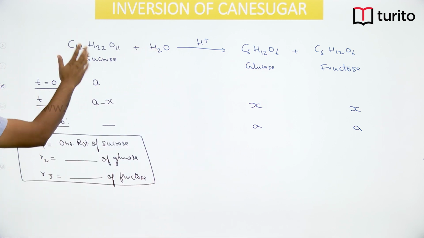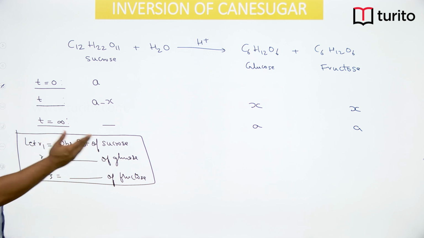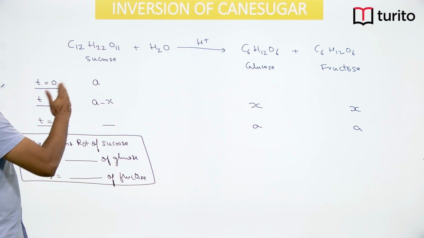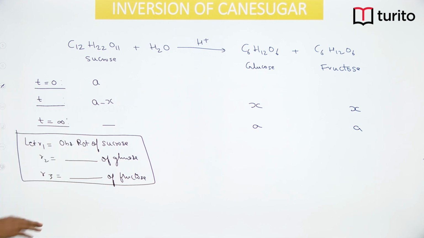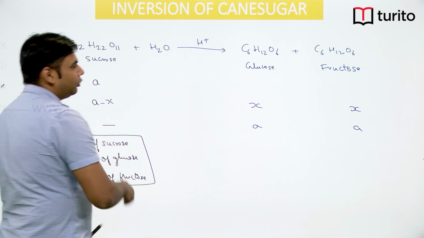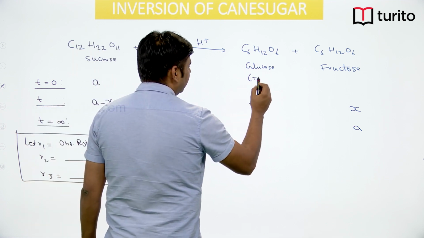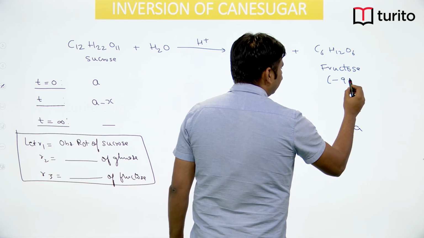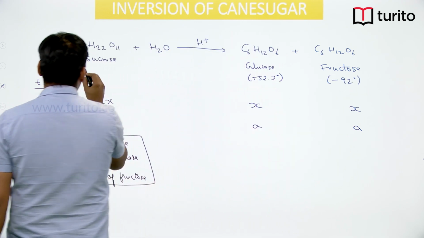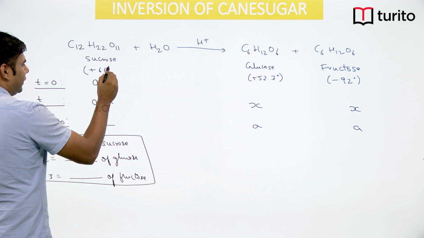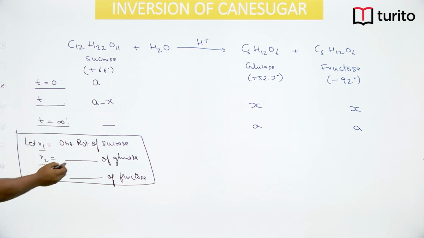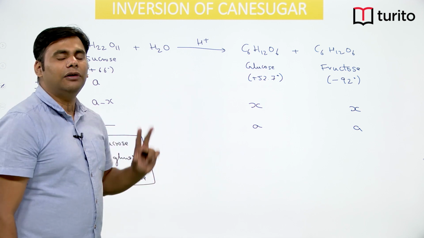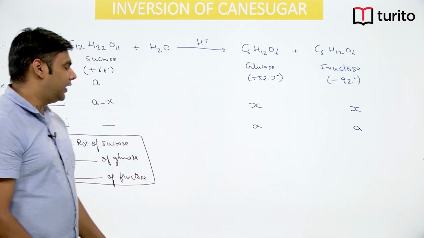So at time t is equal to 0, only sucrose is present. Sucrose basically rotates the light in the clockwise direction, so its optical rotation is plus 66. When it hydrolyzes, glucose has a rotation of plus 52.7 degree, fructose has minus 92 degree, and sucrose we know is 66 degree. So R1 is 66, R2 is 52.7, R3 is minus 92.7. That data will be given to you, you don't have to remember anything.